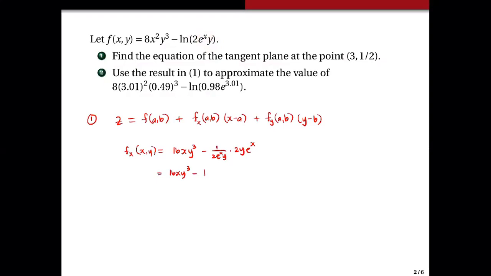And then if we evaluate this f sub x at 3, 1/2, we will have 16 times 3 times 1/2 cubed minus 1. This will be equal to what? So 1/2 cubed, that's 1 over 8. 16 over 8, that's 2. So we will have here 6 minus 1, and this is equal to 5.